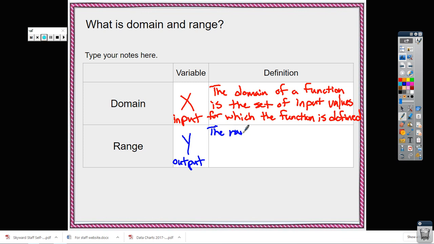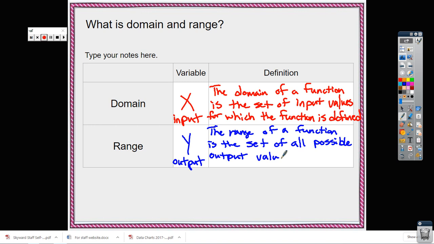So the range of a function is the set of all possible, so that's a big key word, possible output values for the function. Okay, so we're talking about domain and range.